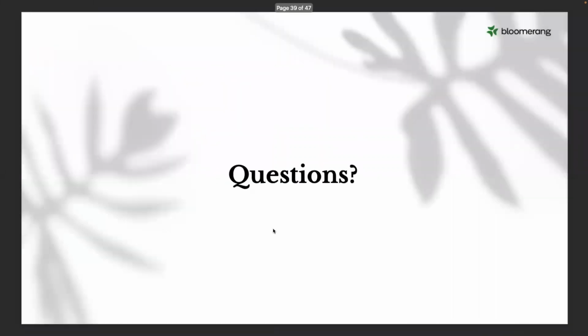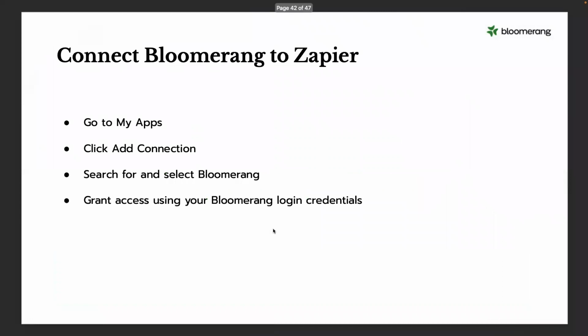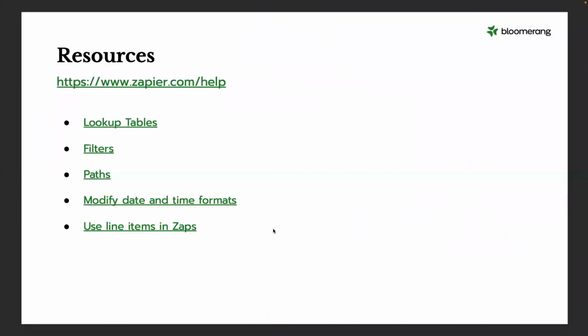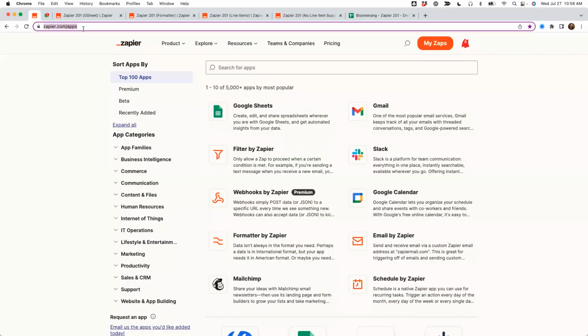Now, we had a couple slides here on getting started in Zapier, but we're running up on time, so I'd rather instead focus on the resources that are available in Zapier. So if you go to zapier.com/help, they have great resources on lookup tables, filters and paths, modifying date time formats, and using line items. So these are great resources. When the slides get shared out, you should be able to click these links and navigate to those resources, but you can also do your own exploring at zapier.com/help. Let me show you what that looks like here.